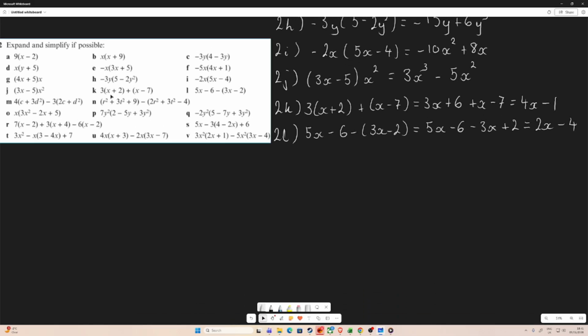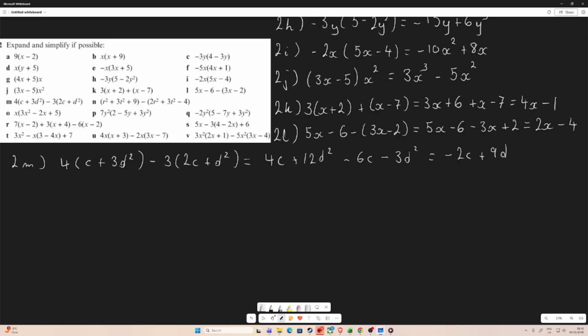Okay, let's give us some more space, so 2m. We have 4 into c plus 3d squared minus 3 into 2c plus d squared, so that is 4c plus 12d squared minus 6c minus 3d squared. 4c take away 6c is minus 2c. 12d squared take away 3d squared is still positive 9d squared.